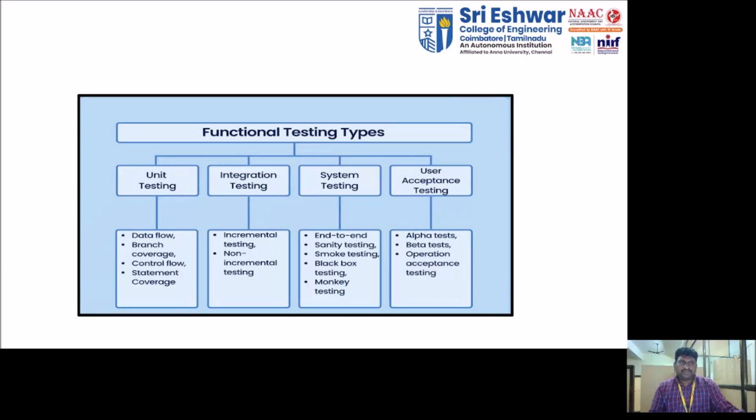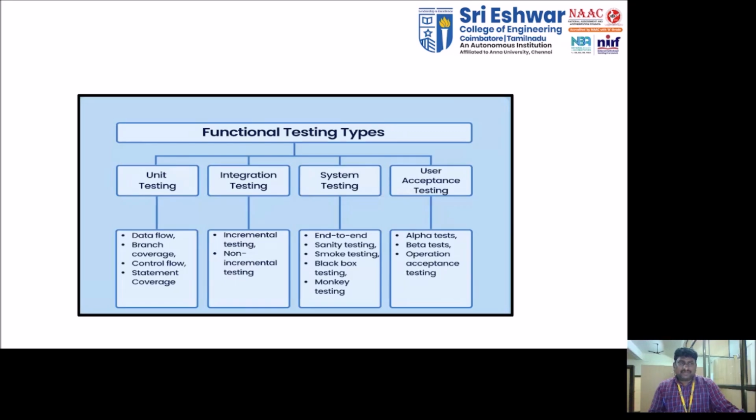UAT is also there. UAT means alpha testing and beta testing. Okay. User acceptance testing means alpha testing, beta testing, and operational acceptance testing. Alpha testing means it is conducted at the developer's site in a controlled environment by the end user of the software. Beta testing means it is conducted at one or more customer sites by the end user of the software. The beta test is a live application of the software in an environment that cannot be controlled by the developer. Okay. So this is an example for beta testing.